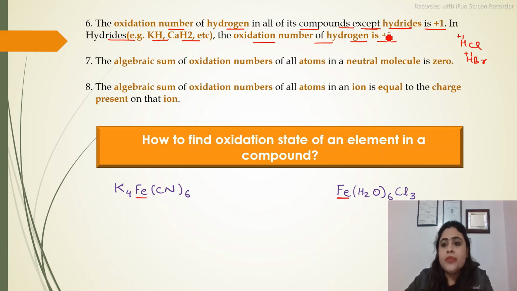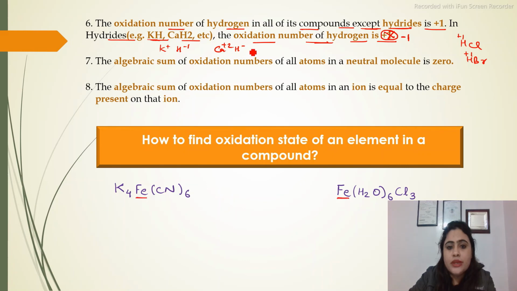Okay, but in hydrides like KH, here the oxidation state number of hydrogen is -1. Here I have made a mistake, it's not +1, it's -1. K +1, H -1, calcium +2, H -1. Okay, so here the oxidation number of hydrogen is -1.